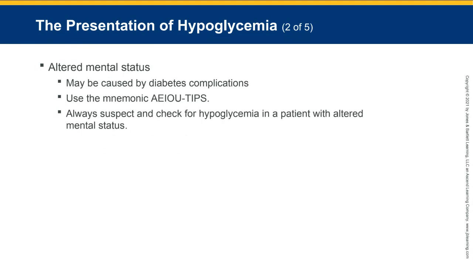For altered mental status, which is common with low blood sugar, can be present with high blood sugar as well. May be caused by diabetes complication. Use your mnemonic AEIOU TIPS. Homework, find out what all of that means. Always suspect and check for hypoglycemia in a patient with altered mental status. So a common acronym that is used for altered mental status is the AEIOU TIPS. Do some additional reading on it, find out what it means or what it represents.